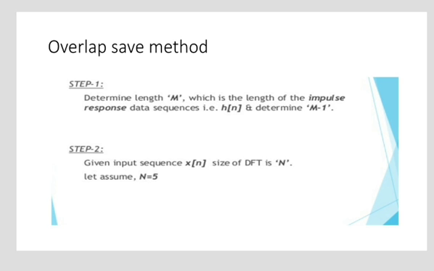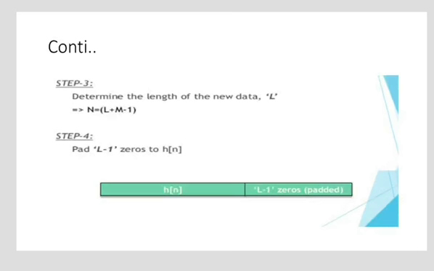Then step 2 is the given input sequence, that is x of n, with size of DFT is N. Assume that N is equal to 5. So by appending L minus 1 zeros, the impulse response of the FIR filter is increased in length and the N-point DFT is calculated and stored. Then step 3 is determine the length of new data L by using this equation, and step 4 is pad L minus 1 zeros to h of n.